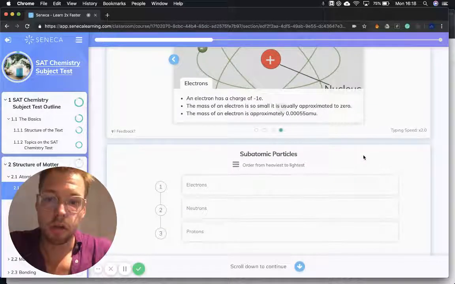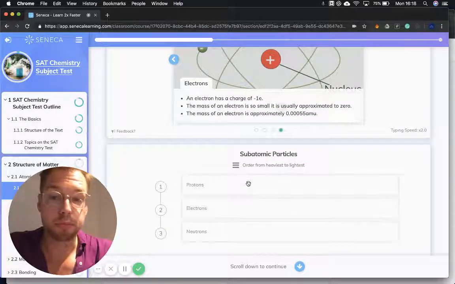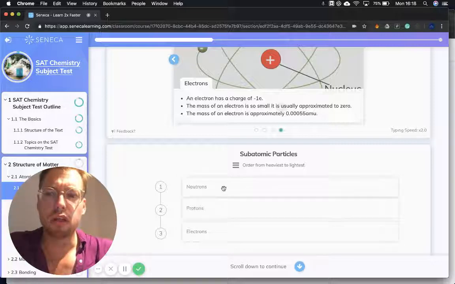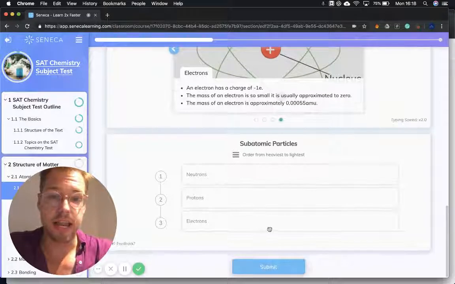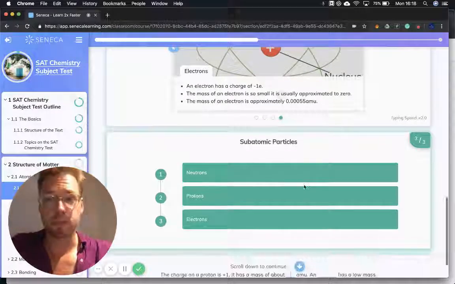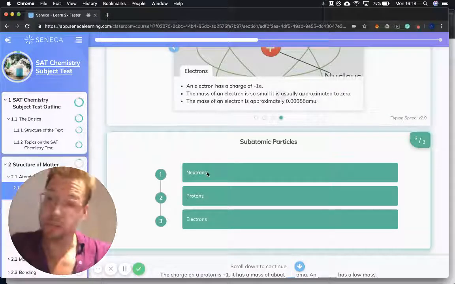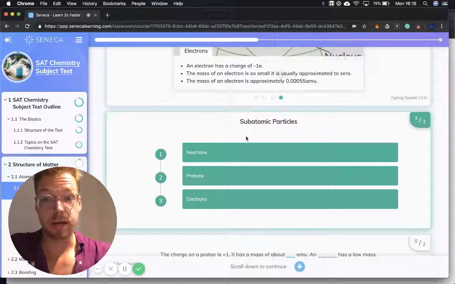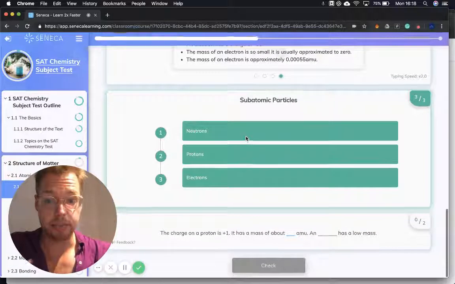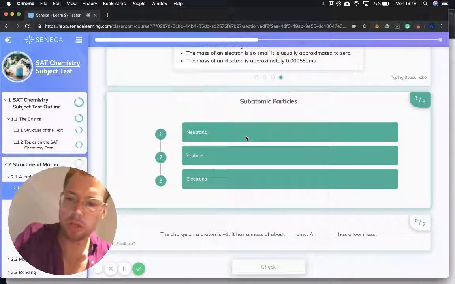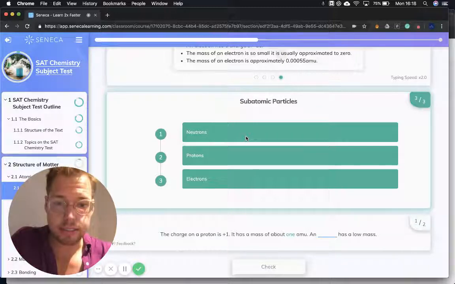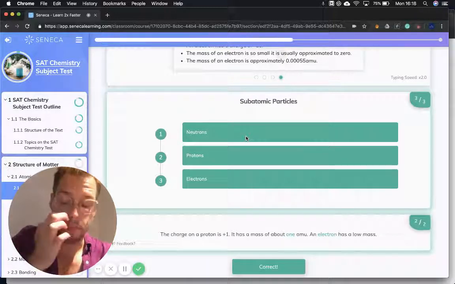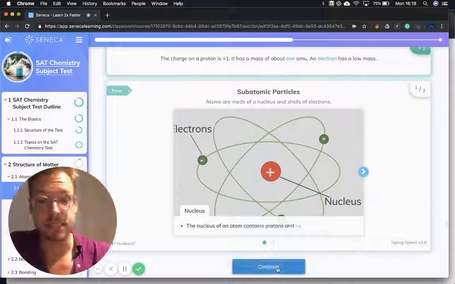Justice for electrons. So the heaviest, now if you want to be specific, protons are the heaviest. No, neutrons are the heaviest, then protons, then electrons. But remember, we say that even though neutrons are slightly heavier than protons, we approximate them both to have an atomic relative mass of 1 AMU. And an electron has a low mass. Remember that we basically say an electron is 0.